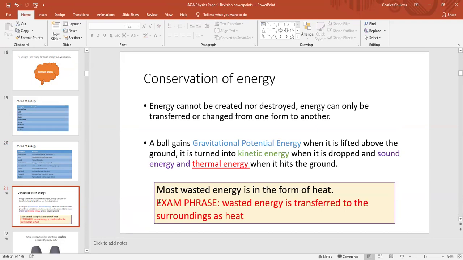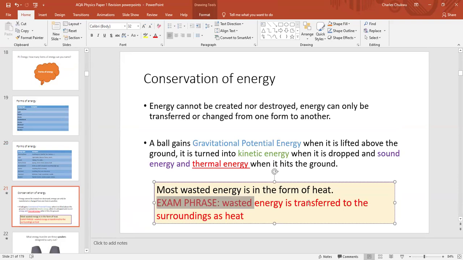All right. So one thing to note is that any wasted energy is transferred to the surroundings, usually as heat. Okay. This is the law of conservation of energy. Energy can neither be created nor destroyed. It can only be transferred or changed from one form to the other. This is a good example.